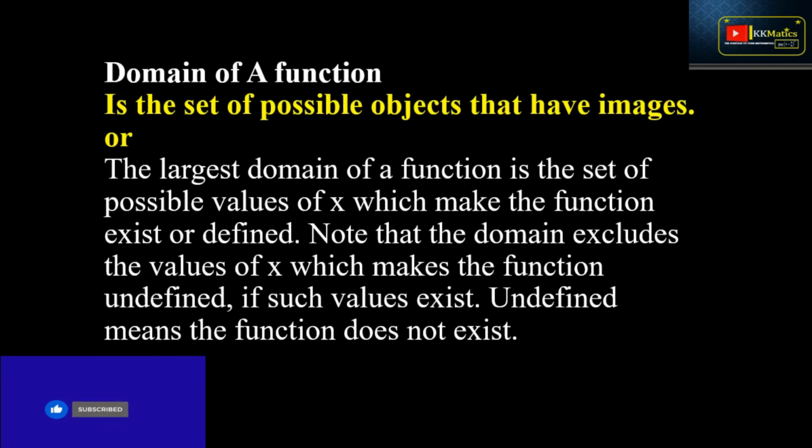One of the key things we need to know here is, first of all, what the domain of a function is. The domain of a function is a set of possible objects that have images, or we can say that the largest domain of a function is a set of possible values of x which makes the function exist or be defined. And one important thing you need to know is that the domain excludes the values of x which make the function undefined, if such values exist. Undefined means the function does not exist.